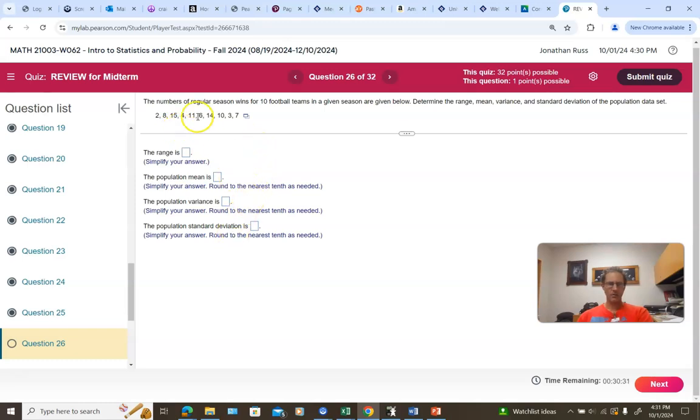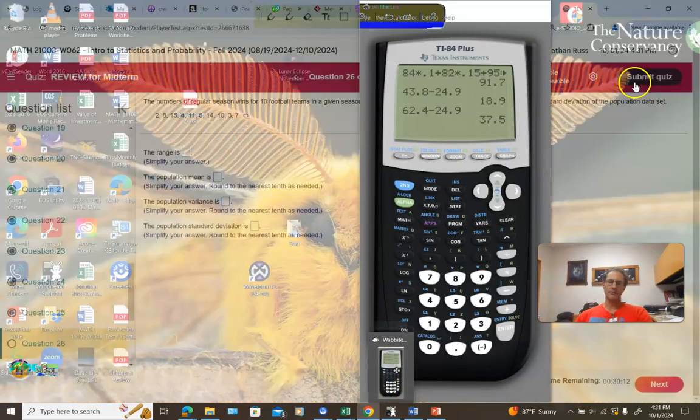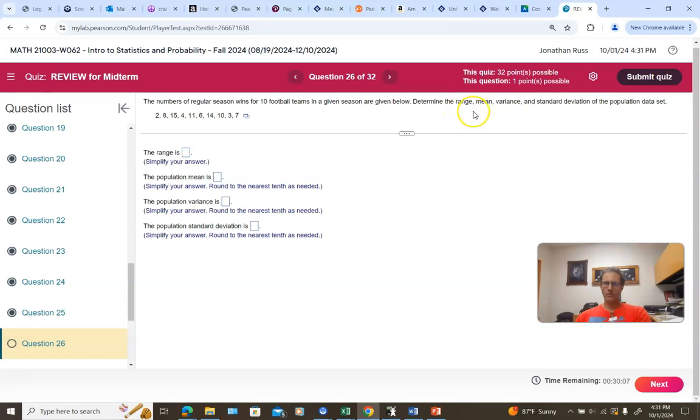Okay, let's look at this one. The number of regular season wins for 10 football teams in a given season is given below. Determine the range, the mean, the variance, and standard deviation of the population data set. Well, you can do these in your calculator. The only thing about the calculator, it'll tell you what the maximum and minimum is. You have to find the range yourself, but it'll give you the mean, the standard deviation, but it will not give you the variance.